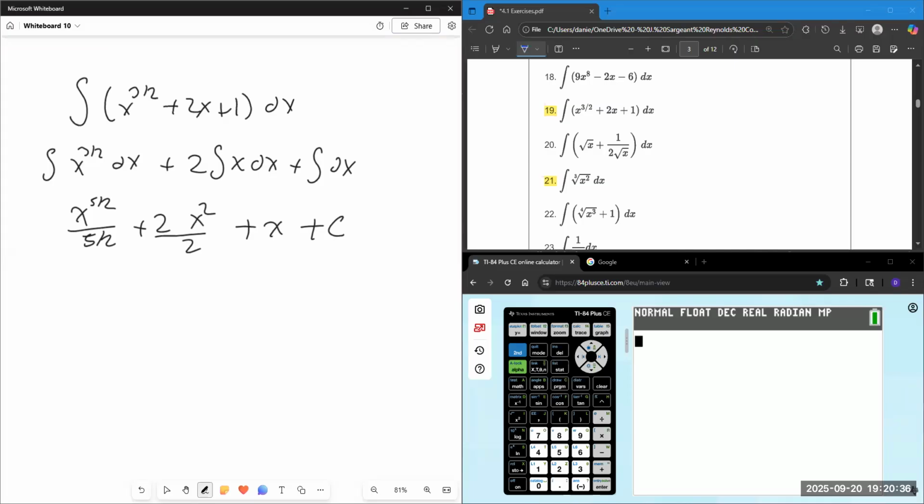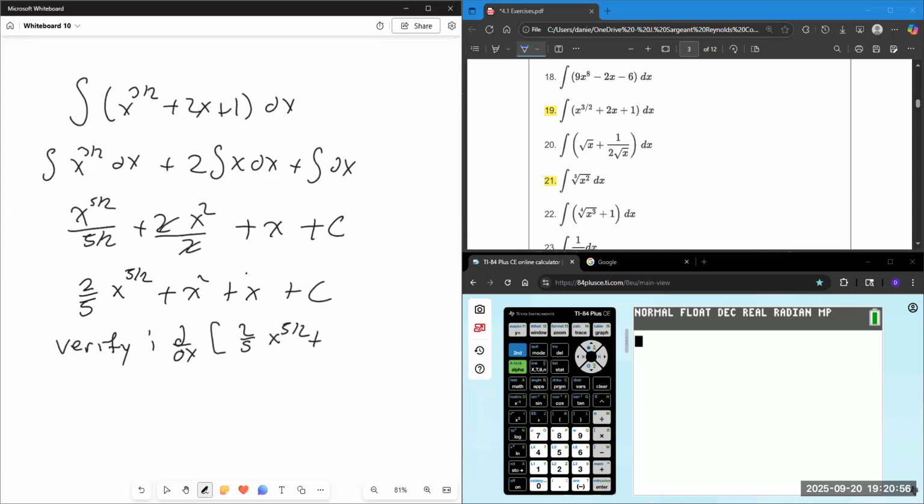So the 2's will cancel, and I multiply by the reciprocal here, like that. And let's verify. The derivative with respect to x of 2/5 x to the 5/2 plus x squared plus x plus c is going to be 5/2 times 2/5 is 1, x to the 3/2 when I subtract 1 from the exponent, plus 2x plus 1 plus nothing. This right here is my original integrand, so this is correct.